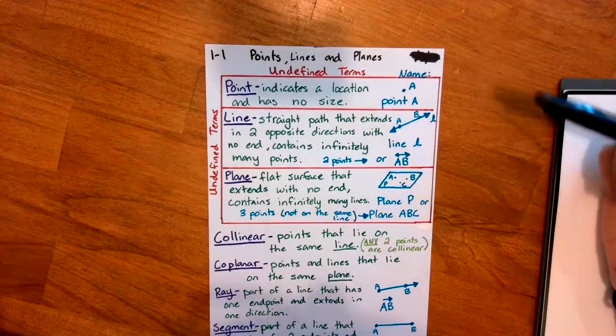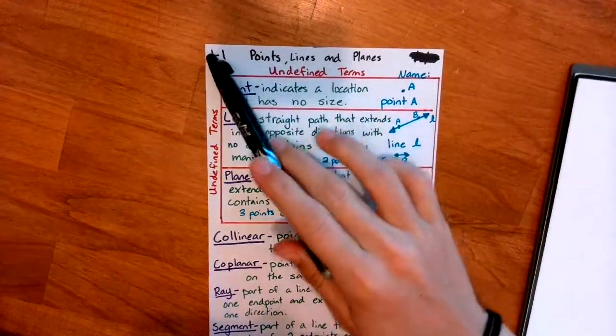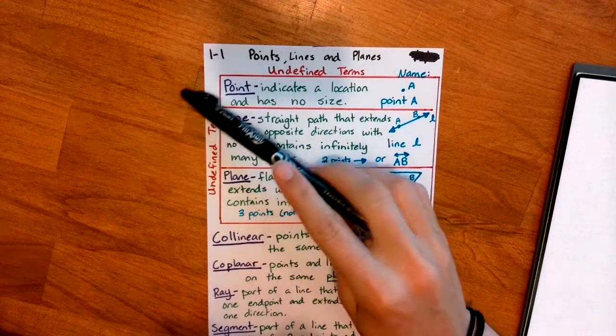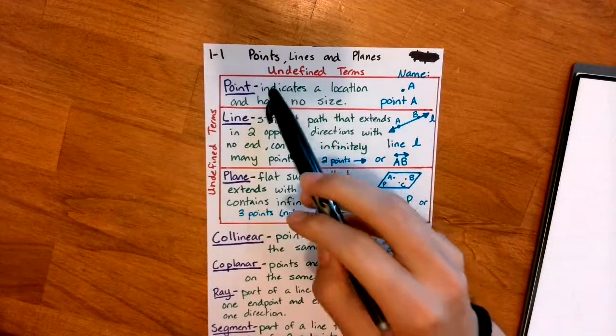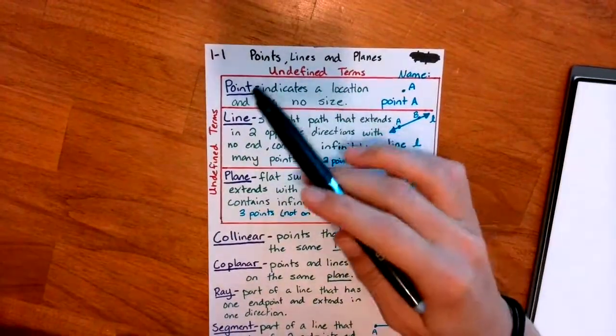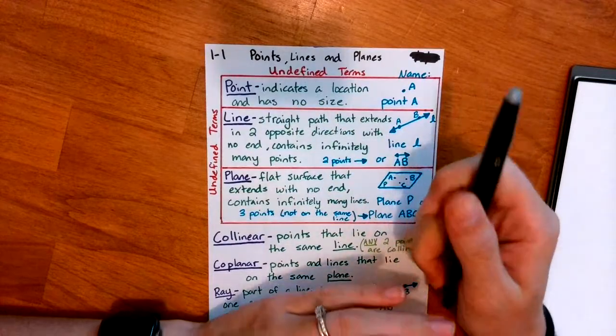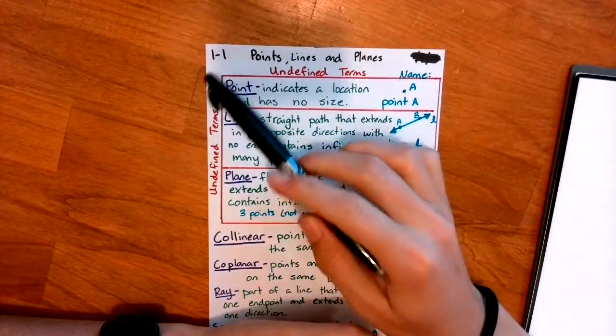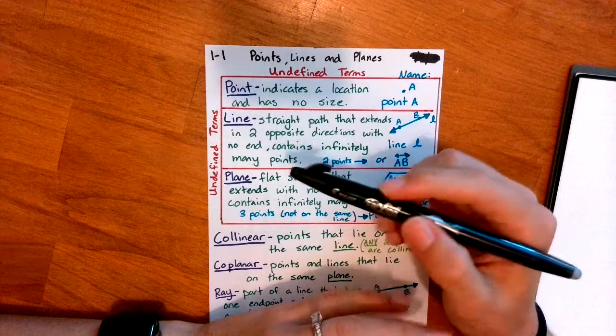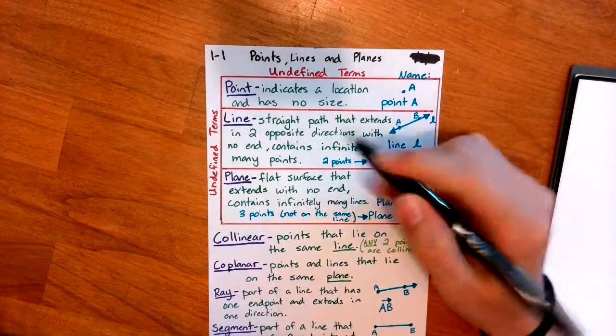Okay, so this is our first geometry section, section 1-1. That's topic 1, section 1: points, lines, and planes. So this is an introduction into the basics of geometry. Topic 1 is all about the tools of geometry, okay?